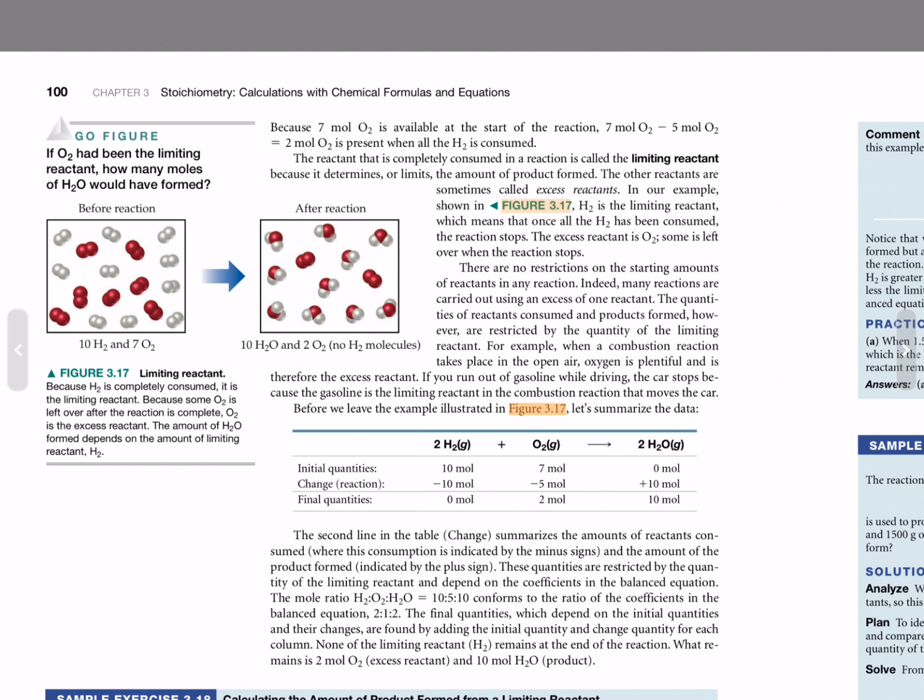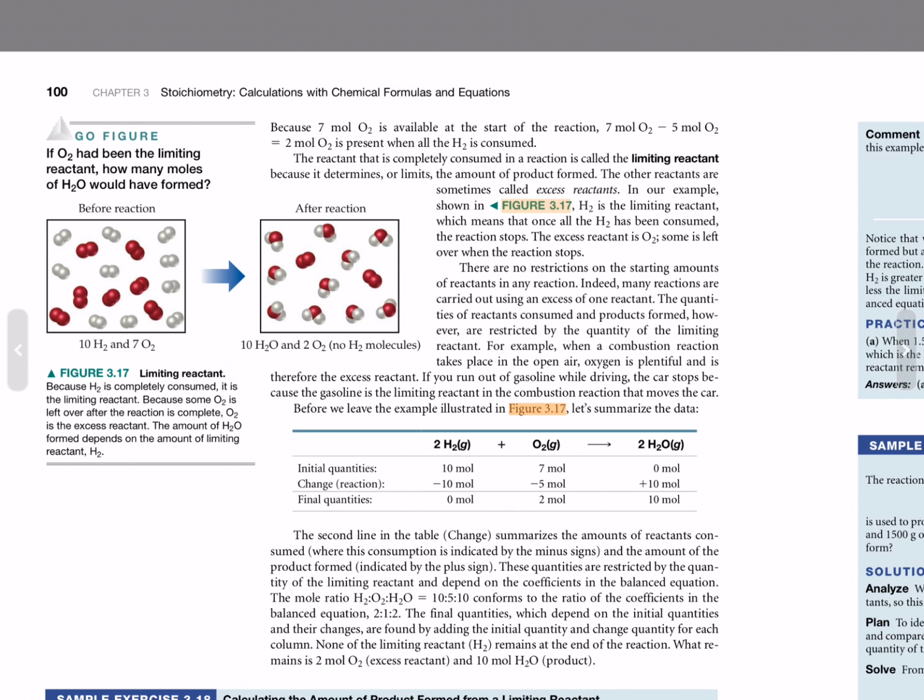The reactant that is completely consumed in the reaction is called the limiting reactant because it determines or limits the amount of product formed. The other reactants are sometimes called excess reactants. In our example shown in Figure 3.17, hydrogen is the limiting reactant, which means that once all the hydrogen has been consumed, the reaction stops. The excess reactant is O2, and some is left over when the reaction stops.